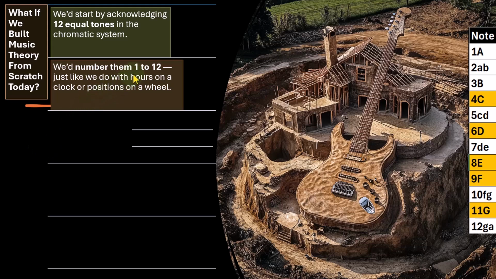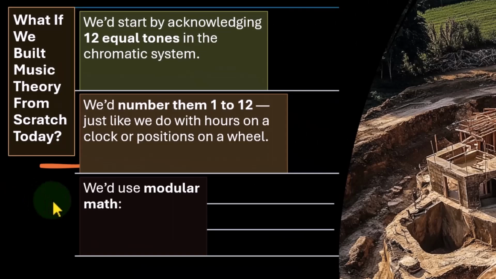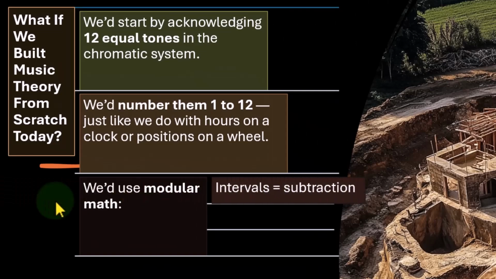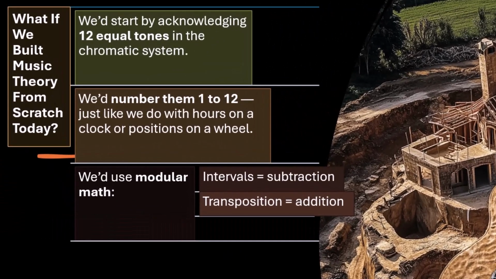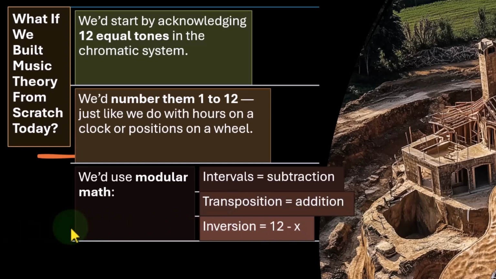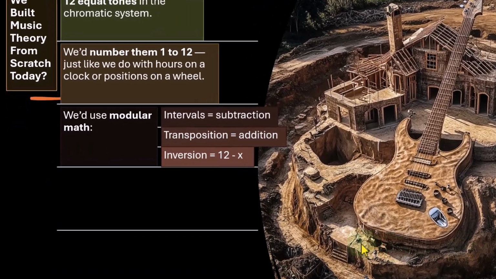Again, you could argue 0 through 11 from a systems perspective, but I'm going to go 1 through 12 here, just like we do with hours on a clock or positions on a wheel, which again might start at 0, but I'm going to start at 1. So we'd use modular math. Intervals equal subtraction, so that allows us to do subtractions easily. Transposition equals addition, and inversion is 12 minus x, because there are 12 notes.